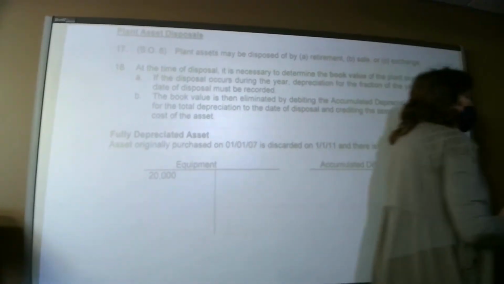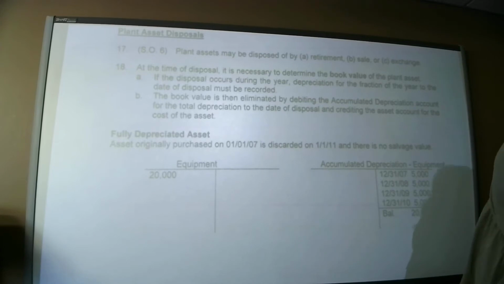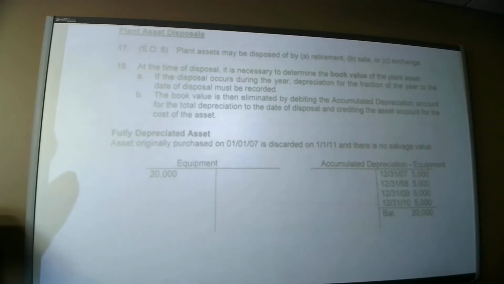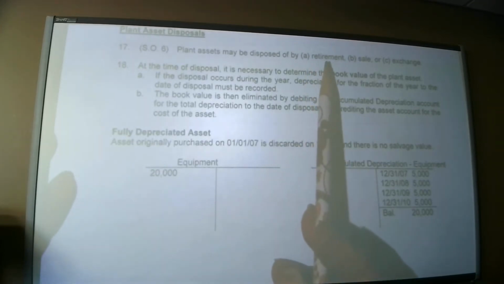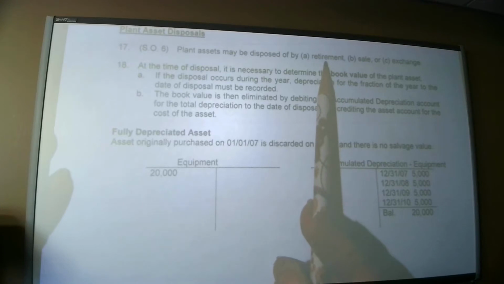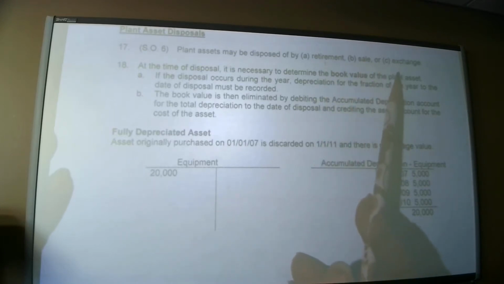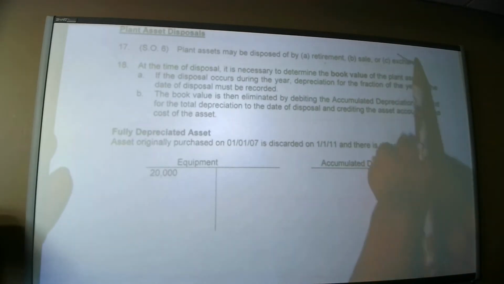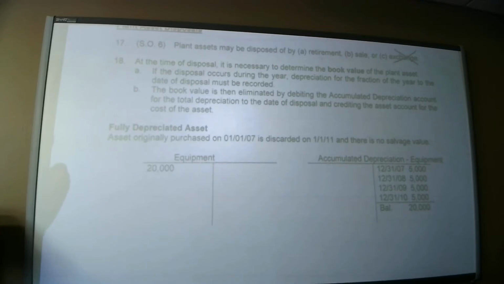So let's take a look at this one. Handout page 5. We're going into the next learning objective for planned asset disposal. To get rid of your assets, there's really 3 ways. First one is retirement, just dispose of it. Second one, sale. And third one is exchange. We will not be doing exchanges in this class, it's too cumbersome. It isn't in intermediate accounting.